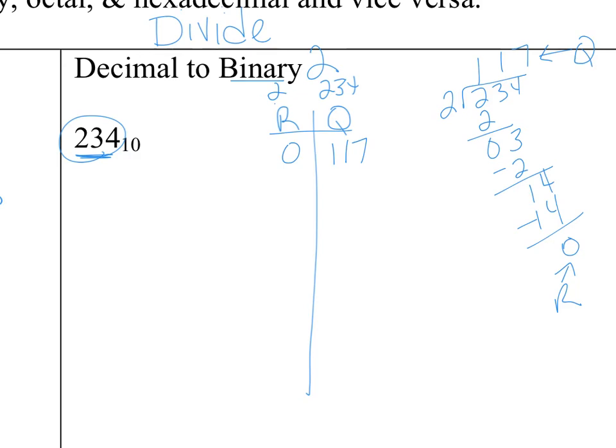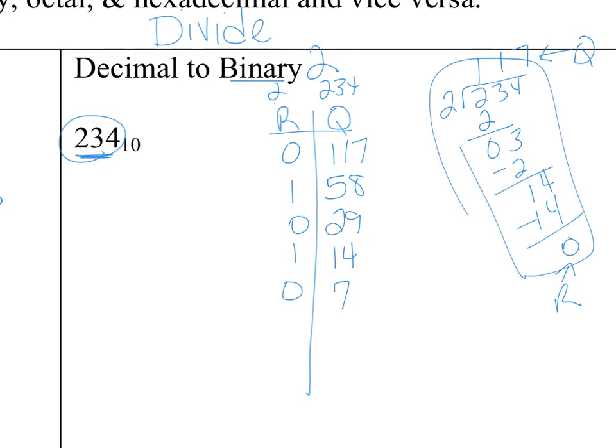And then I do it again. I take 2 and I divide it into 117. I get 58 for the quotient, and I get 1 for a remainder. And I continue on. If I divide 58, I get 29 with no remainder. With 29, I do 14 with a remainder of 1. I divide 2 into 14, I get 7 with a remainder of 0. And that's just me doing this math here. I'm just doing it quick, because I can.